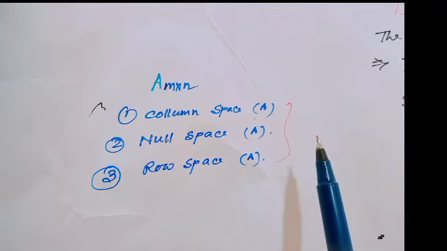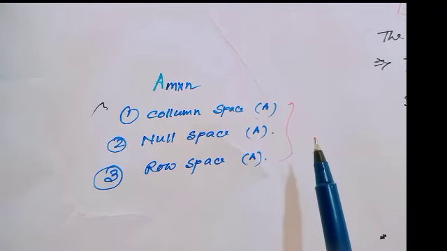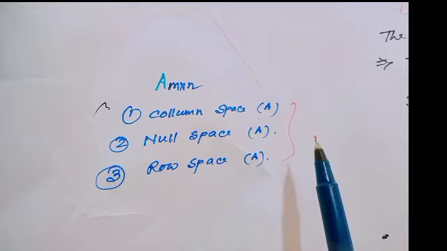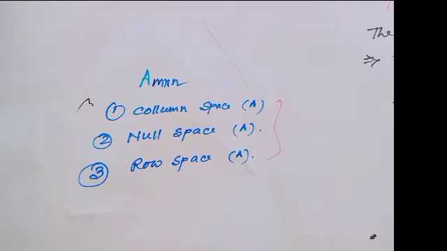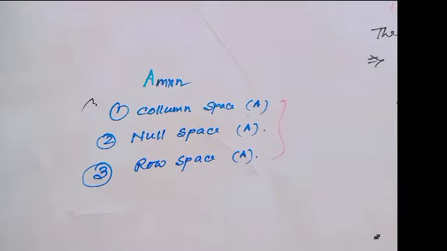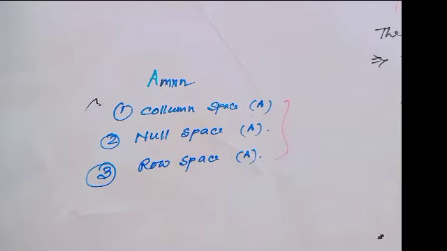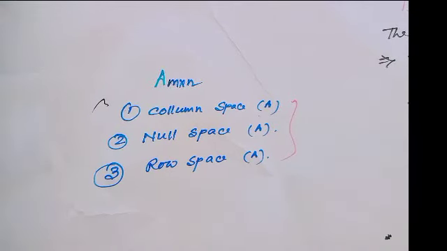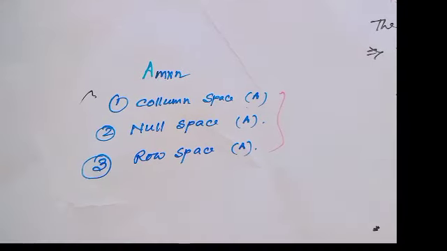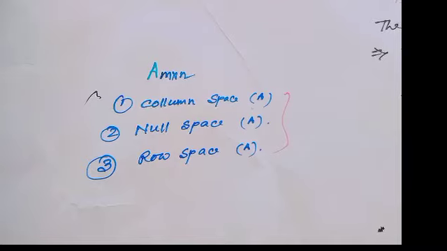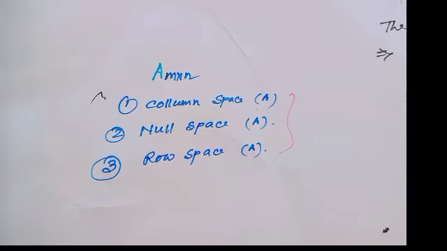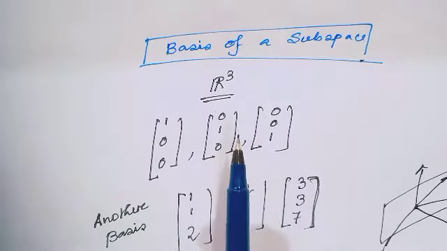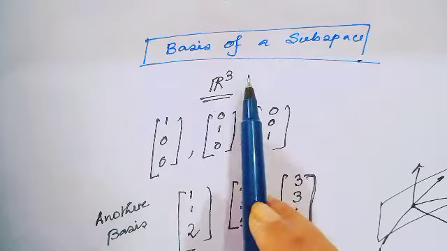And finding the basis and dimension of these three subspaces is very important for any competitive exam. Not only CSIR NET, GATE, TIFR, NBHM, but for all competitive exams, finding the basis and dimension of the three subspaces is very important. The idea is, consider R3.